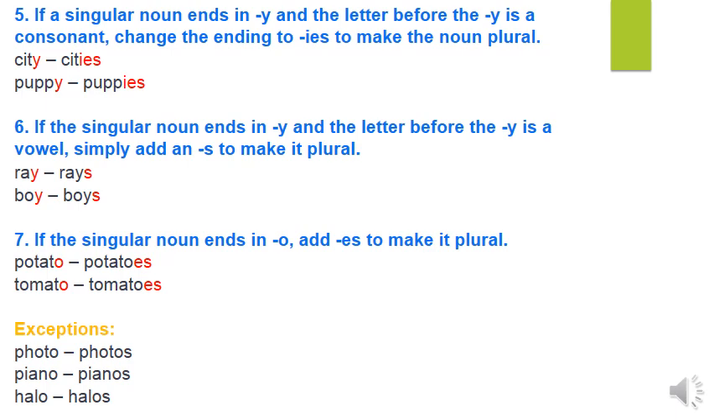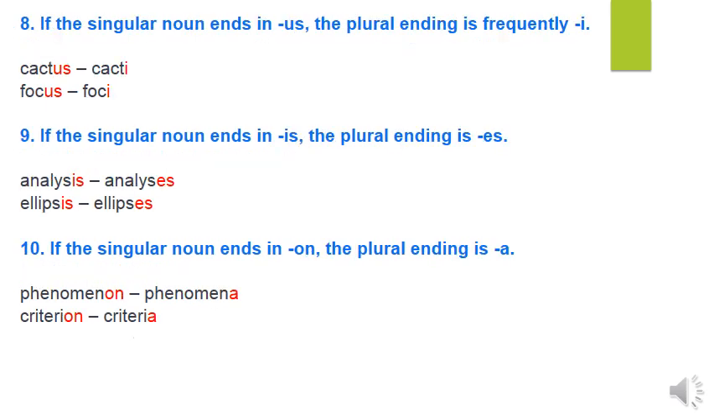Rule number 7 says if the singular noun ends in o, add es to make it plural, like potato, potatoes, tomato, tomatoes. So when the noun ends with o, you add es to make it plural. Also, we have here some exceptions. These are the exceptions that we have: photo, photos, piano, pianos, halo, halos. These nouns are special cases, and I also prefer if you memorize the special cases or the exceptions in order to keep them in your mind.